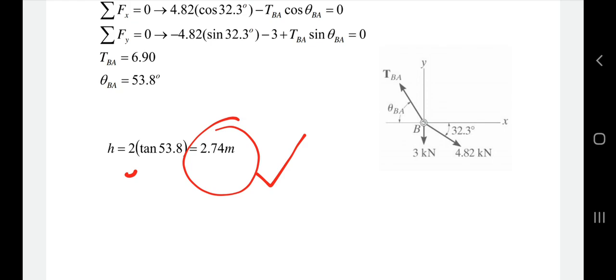So that was a very simple example of cables. If you have the knowledge of solving the truss, and you have this knowledge fresh in your minds of breaking down the vectors into its components and using the proper sign notation, you can solve this question very easily.